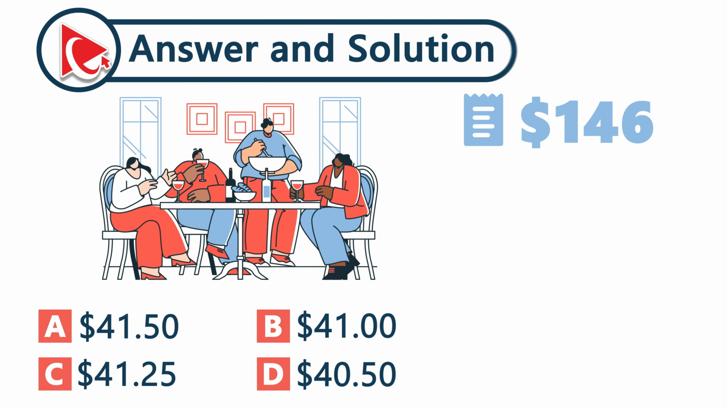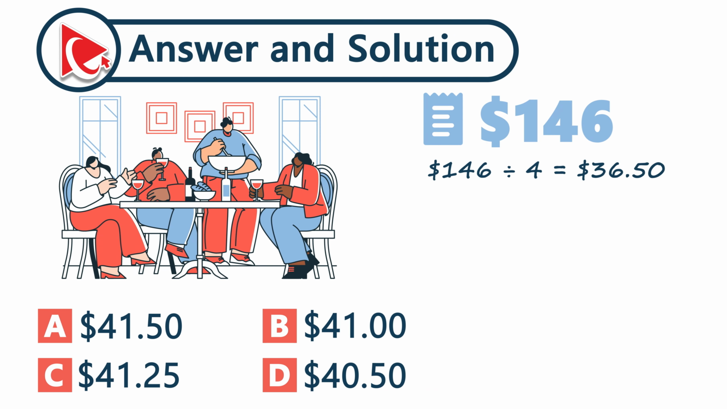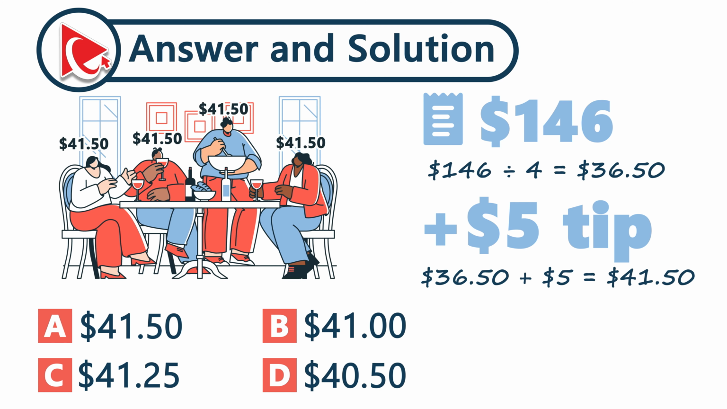First, divide the total bill of $146 by 4 people. 146 divided by 4 equals $36.50. Then add a $5 tip per person. $36.50 plus $5 equals $41.50 per person. And the correct answer here is choice A.